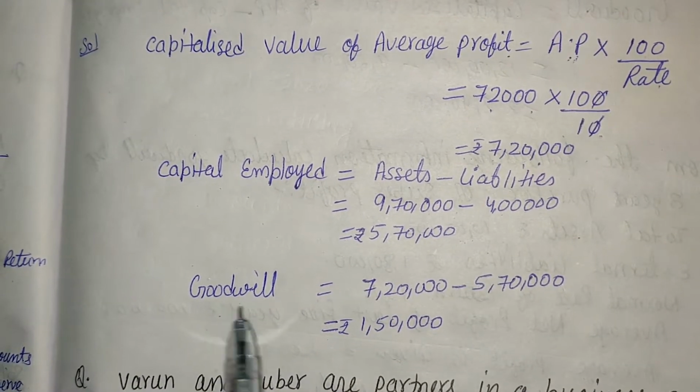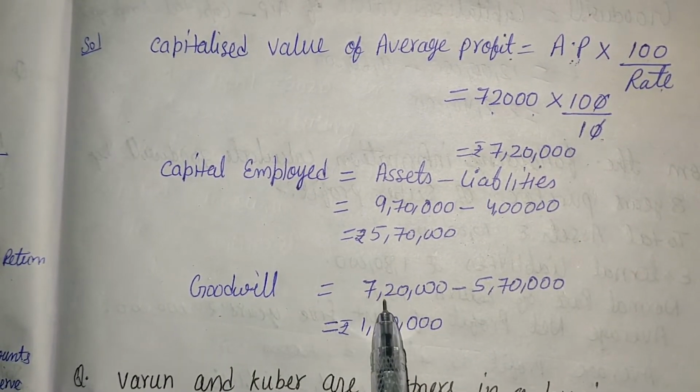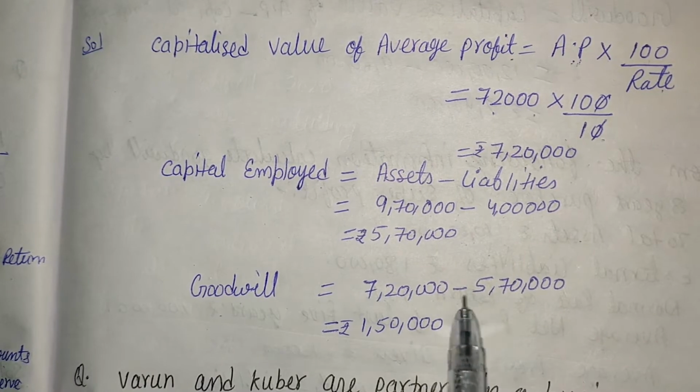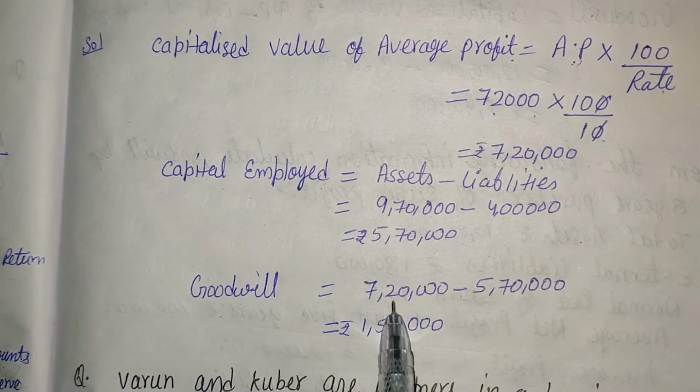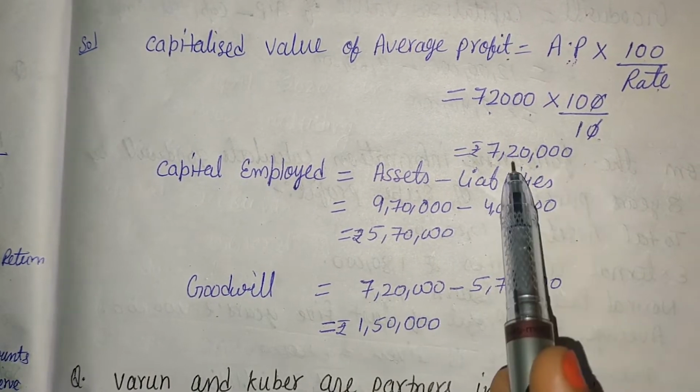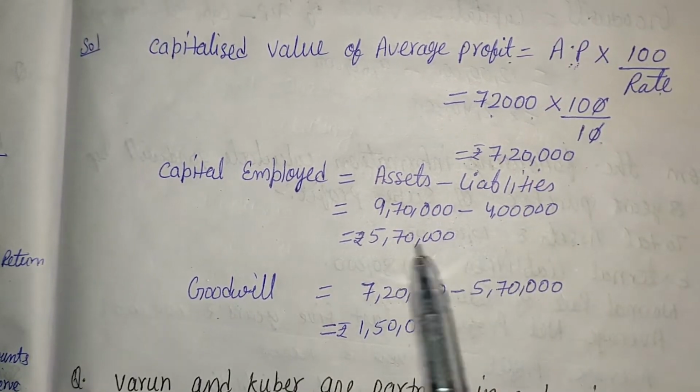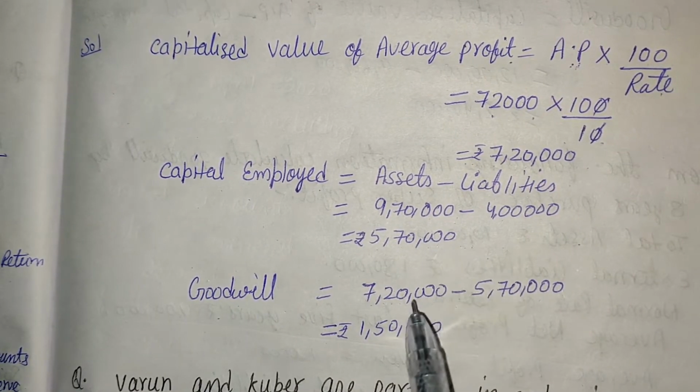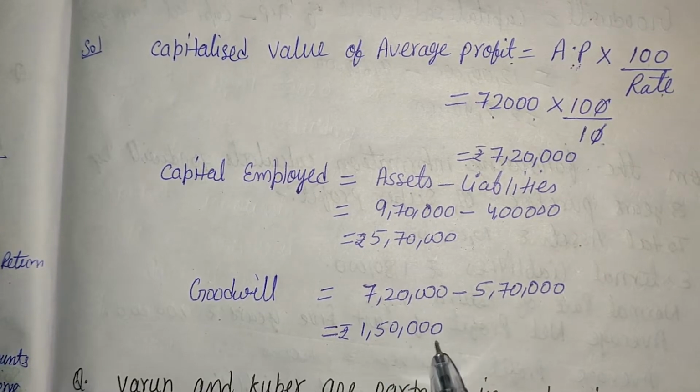Then the final step is goodwill. Here, capitalized value of average profit minus capital employed. The capitalized value of average profit is 7,20,000 and capital employed is 5,70,000. After that we get 1,50,000.